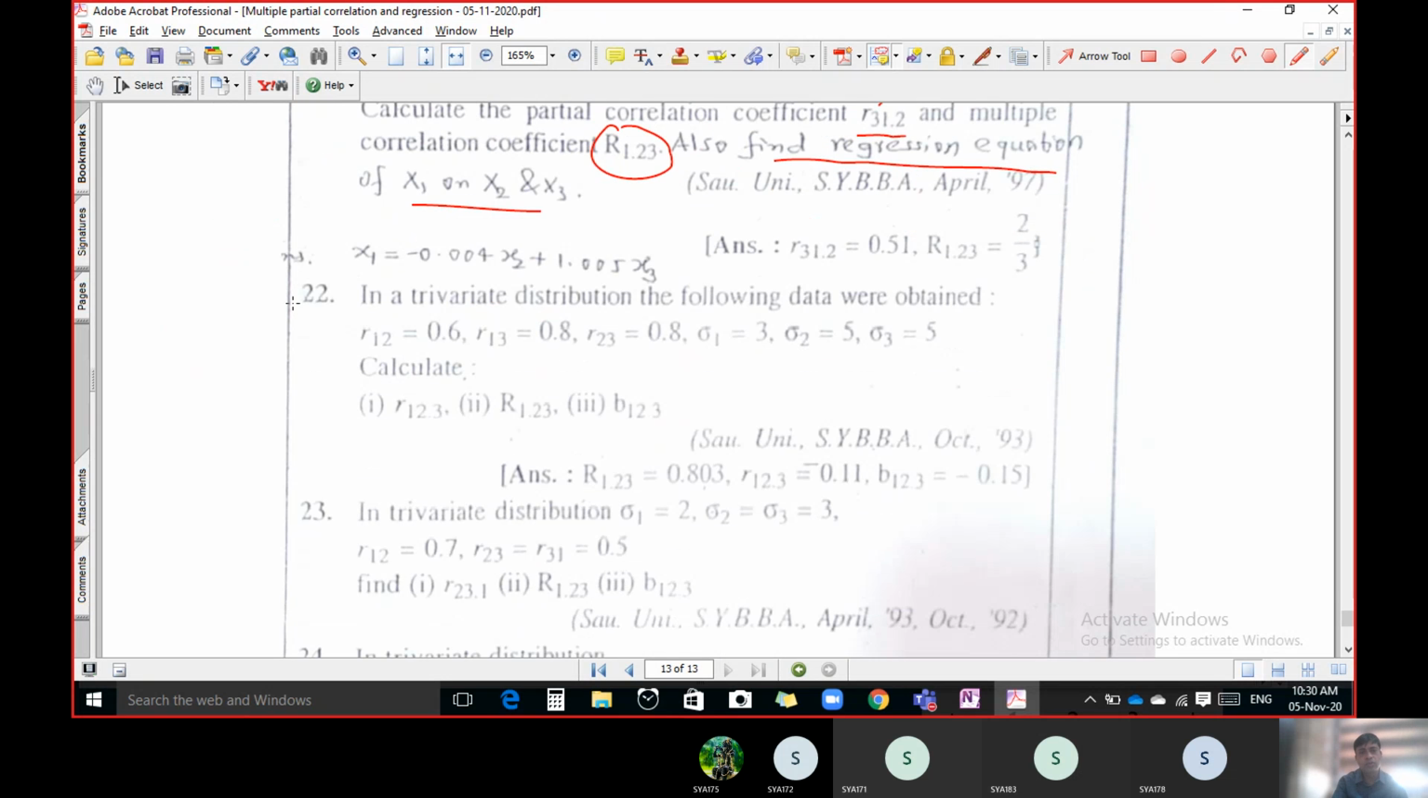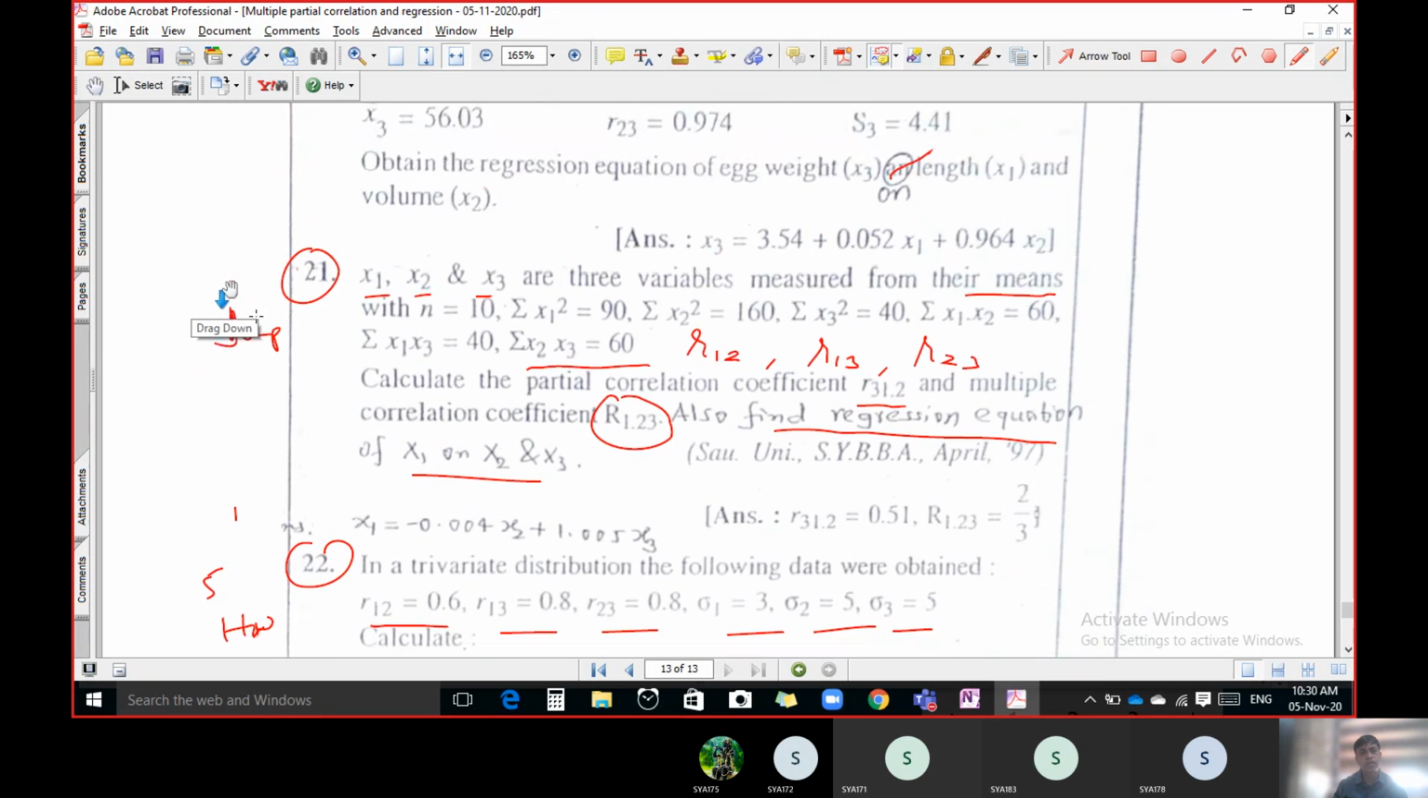And this question number 22 is simple. Everything is given here and you have to calculate this thing. So that is homework. So this is the end of this chapter. You can solve all the remaining questions.